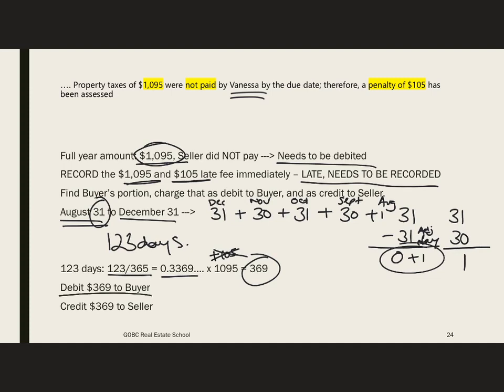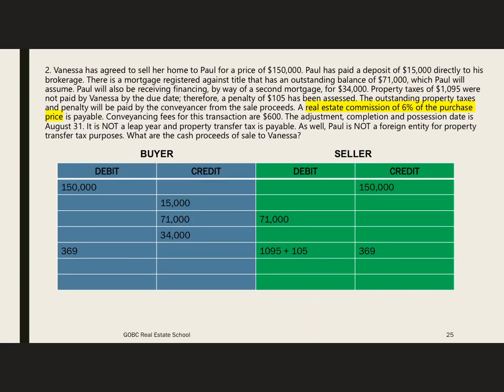So we're going to debit that amount. It's the buyer's amount, so we debit that to the buyer and we credit the same amount to the seller. So you see here we've done that. The 369 is in the debit column for the buyer, and it's in the credit column for the seller. And then we have the 1,095 and the 105 penalty that is on the seller statement in the debit column as well. The next thing we're going to deal with is the real estate commission, 6% of the purchase price.